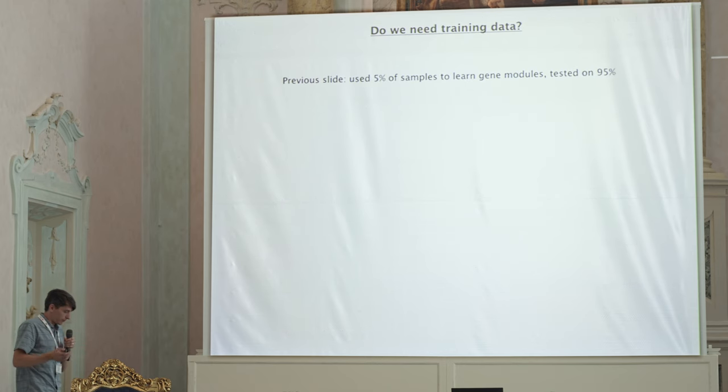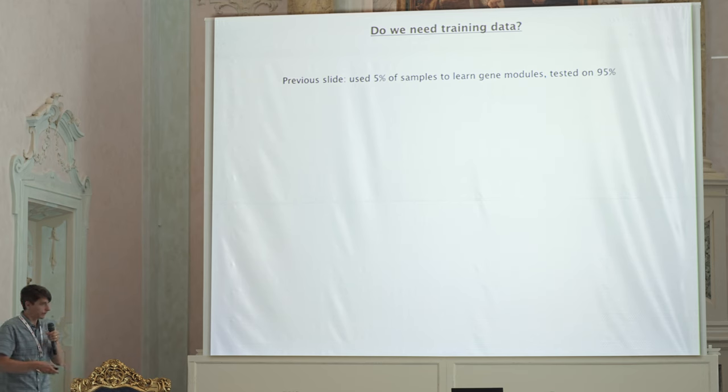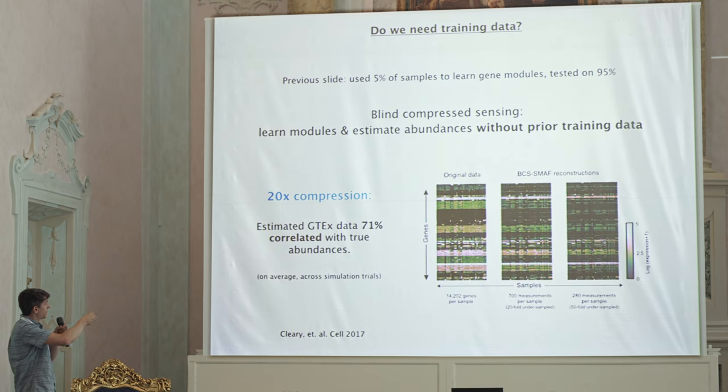Now, an important question that was brought up before is, do we actually need to go through this step of having training data? In some situations, especially for primary samples, it might be very difficult to get training data. So in general, it'd be super cool if we didn't have to have it. On the previous slide, we were using just 5% of samples. Here, we'd like to ask, if we didn't have any training data at all, could we do the same thing?